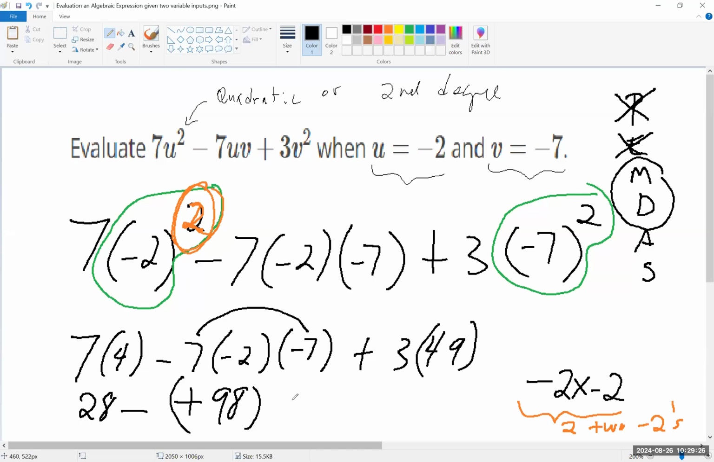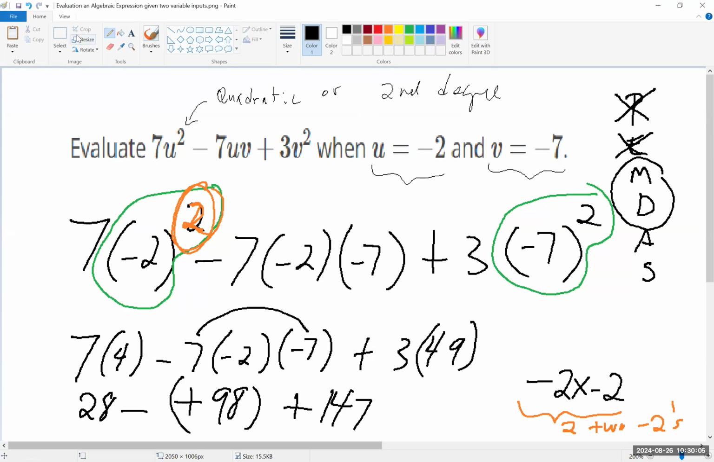And then 3 times 49, I'm going to use the same trick and do 50 times 3. That's 150. But I'm going to reduce that by 3 because for each of the 49s, I should remove a 1. And so this is 147. Of course, if you need a calculator for some of this, that's okay.